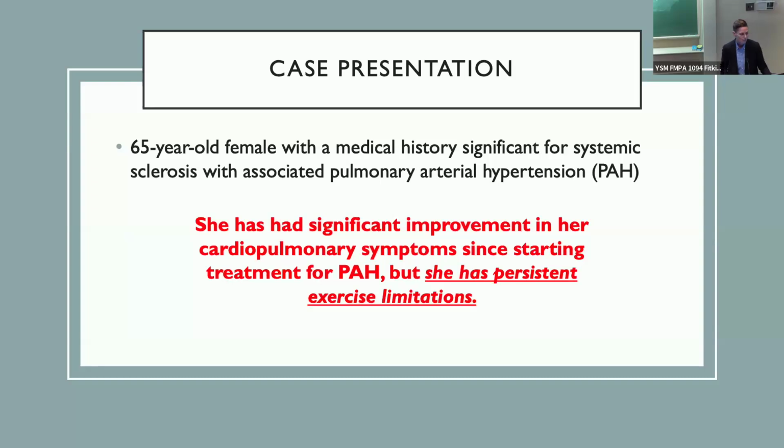So we'll start with a case. We have a 65-year-old female with a medical history significant for systemic sclerosis associated with pulmonary arterial hypertension. She comes into clinic and says that she's had significant improvement in her cardiopulmonary symptoms since starting treatment for her pulmonary hypertension, but she still has life-limiting persistent exercise limitations.